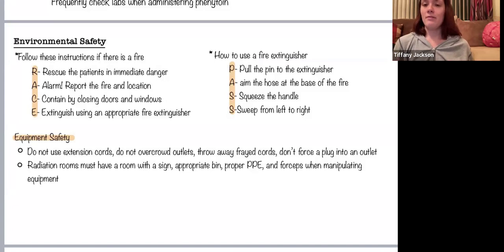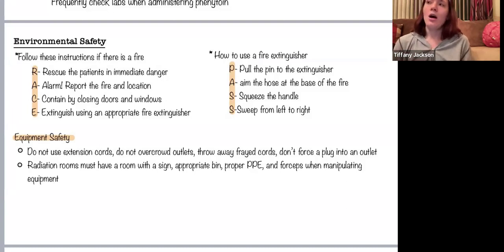We want to think about environmental safety. We're not going to want to overcrowd outlets. We don't use extension cords. If the cord is old, we're going to throw it away. And if you're ever trying to fit a cord into an outlet and it's just not working, we're not going to try to force it.